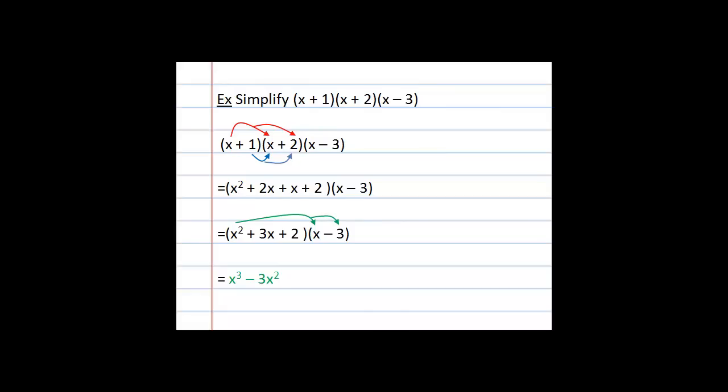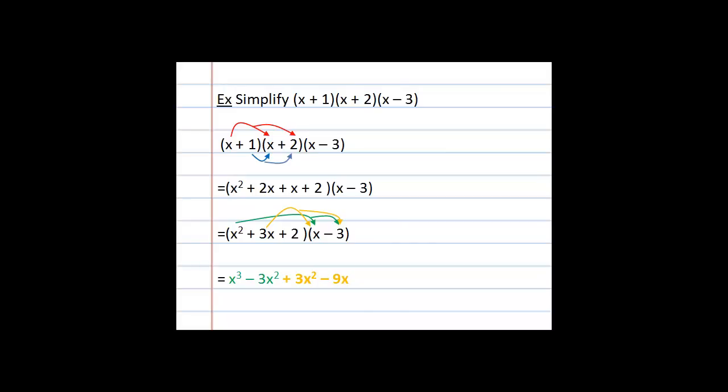Now we want to do the same thing with the second term. So the 3x in the middle of the first bracket, and I want to multiply that term by both terms in the second bracket. Okay? So we're going to do that again. So 3x times x, that will give me positive 3x squared. 3x times negative 3 will give me a minus 9x.